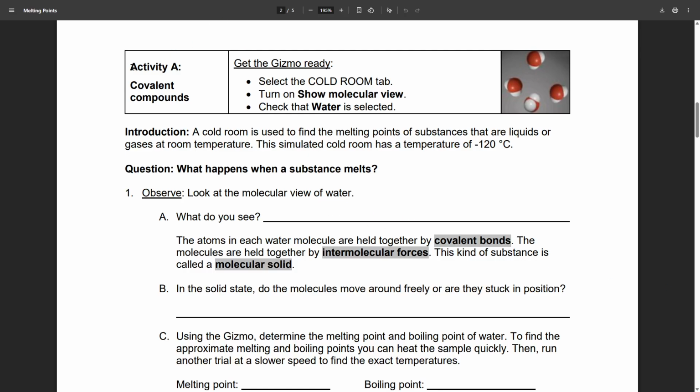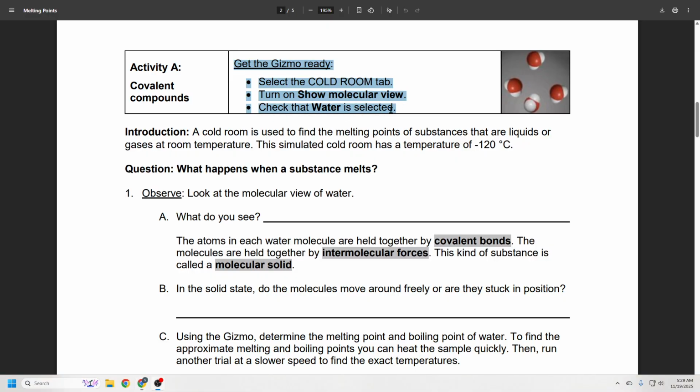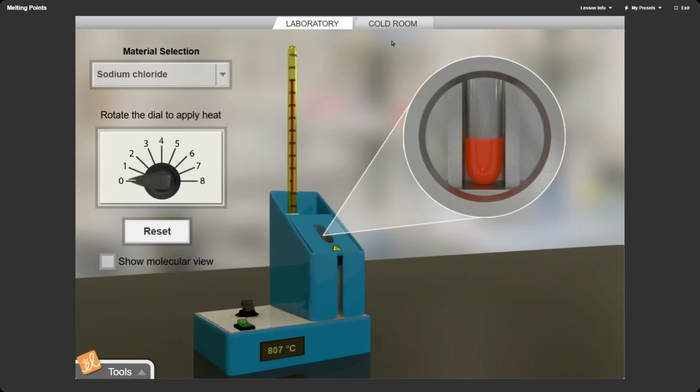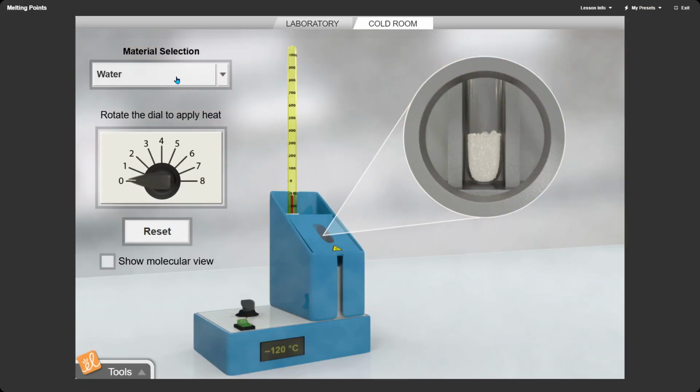Page 2, Activity A, Covalent Bonds. Get the gizmo ready. Select the Cold Room tab, show Molecular View, and make sure that water is selected. So you go back here, you go to Cold Room, and you're making sure that water is selected.